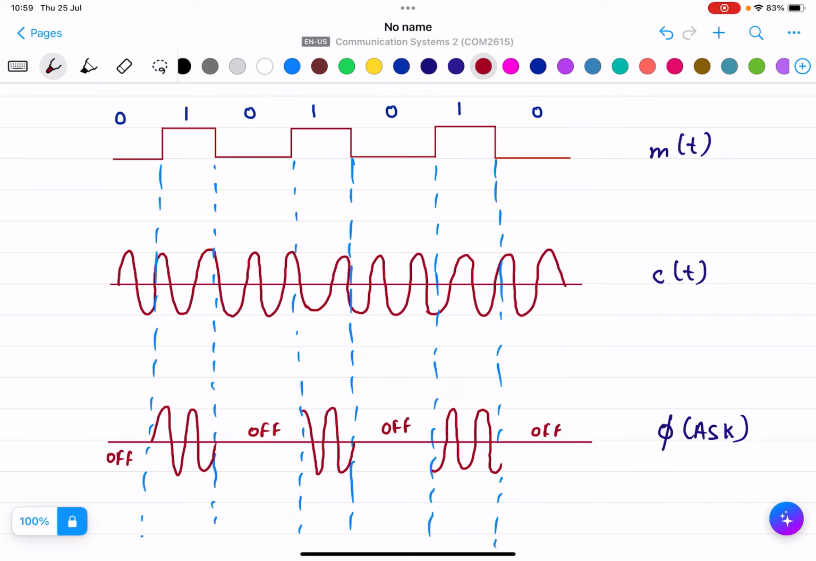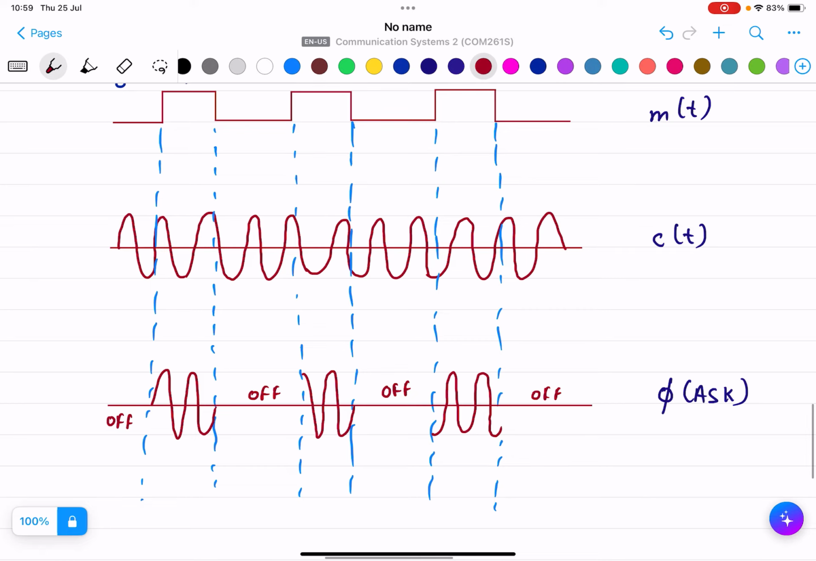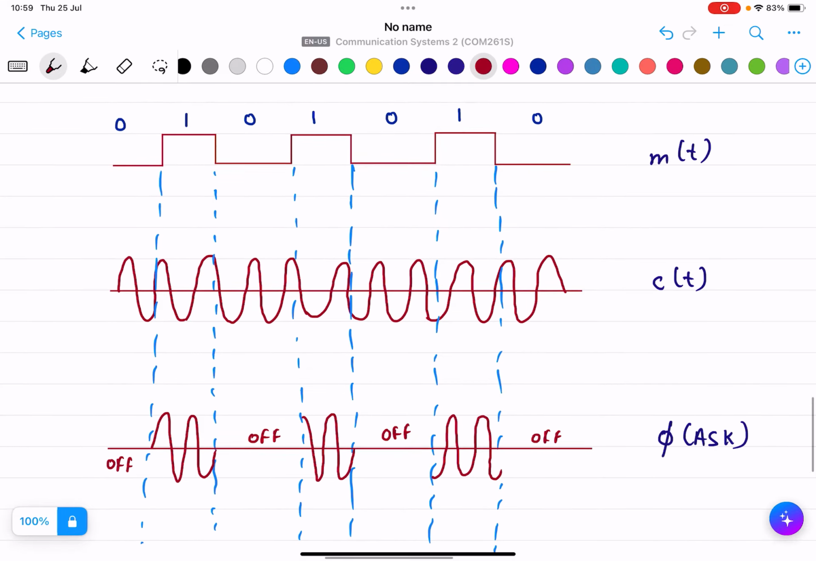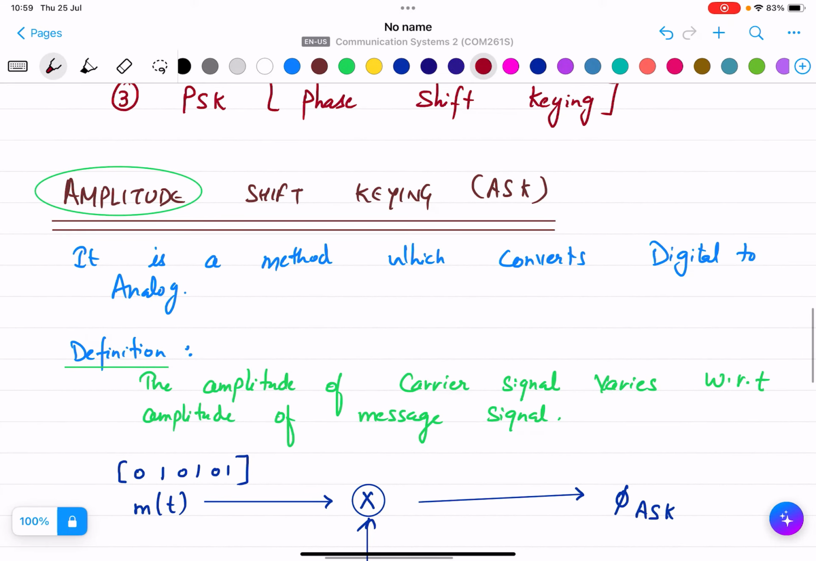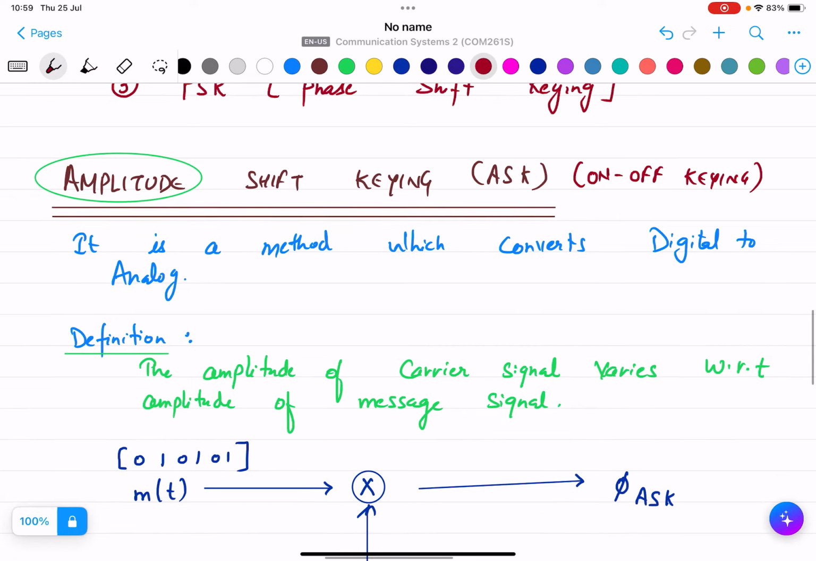Okay, so basically when we are making the ASK, it is on off key. This is on here, this is on, and this is on. That's why this mode ASK is also known as on off keying. Okay, I hope you understand this.